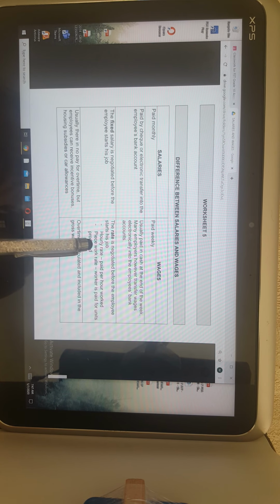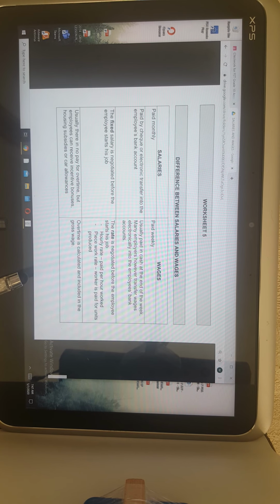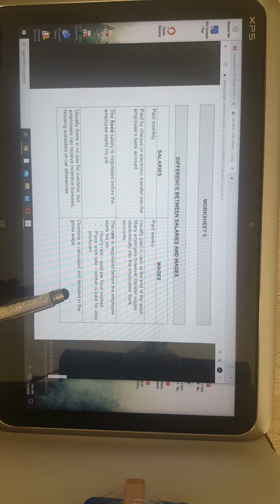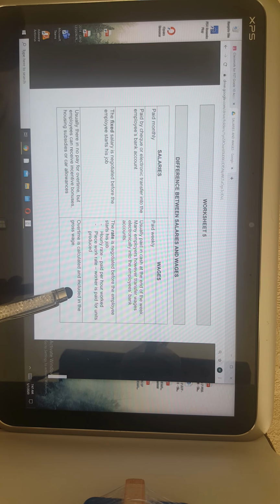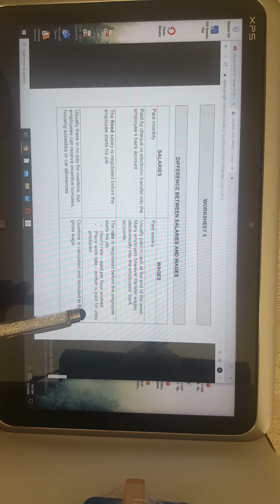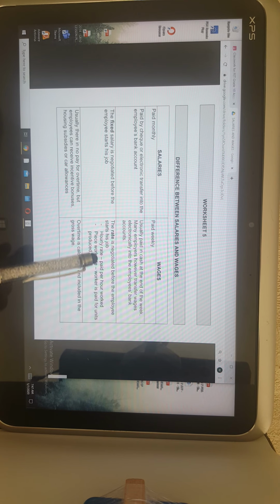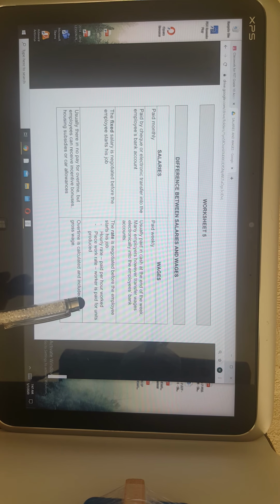On a wage, the rate is negotiated before the employee starts his job. So you'll agree on an hourly rate, how much they are going to be paid per hour, or a piece work rate, which means like if you make me one table, I'm going to pay you 1,000 Rand for that table. Okay, so it's not per hour, it can be calculated on a number of units. That would be called the normal rate that they are paid.